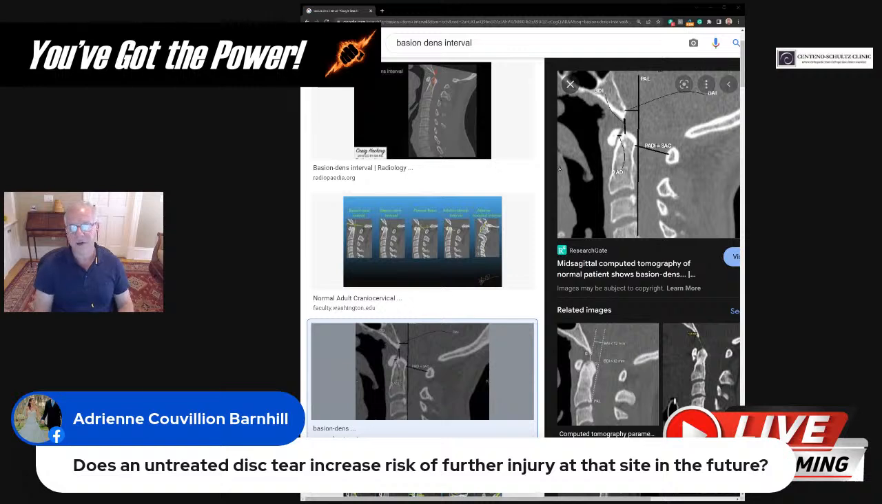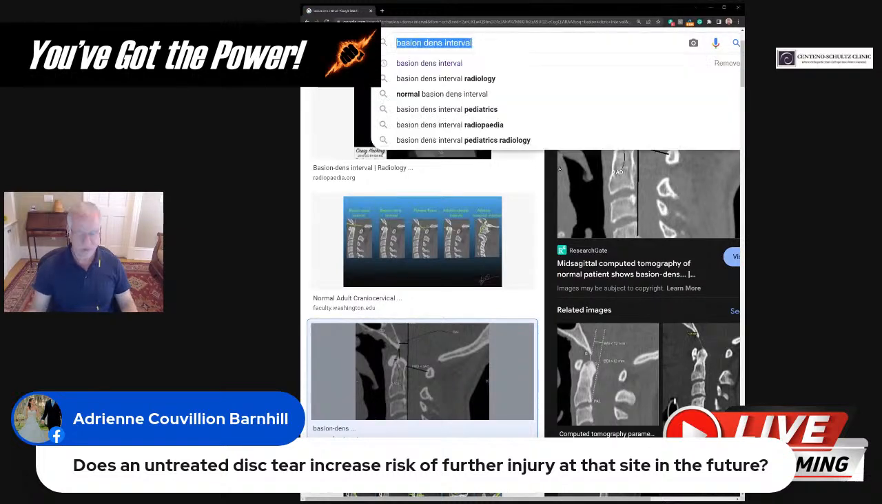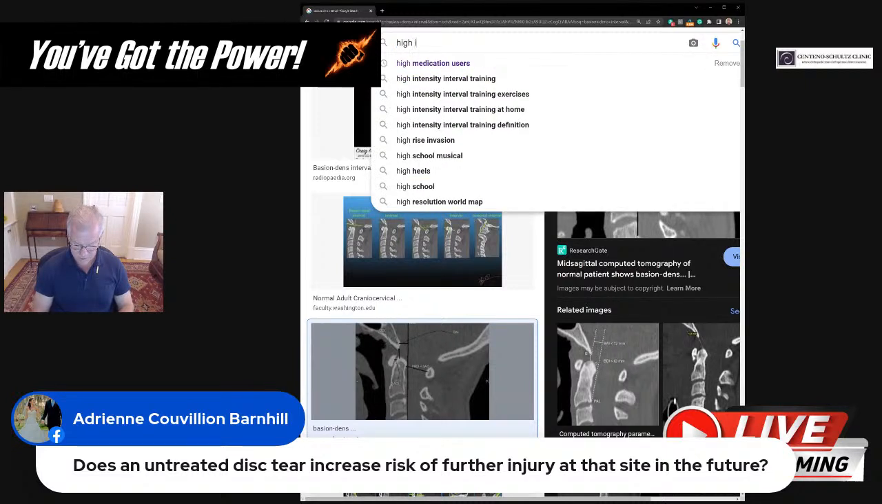Adrienne asks, does an untreated disc tear increase risk of further injury at that site in the future? That's an interesting one. Let's look up a high intensity zone.